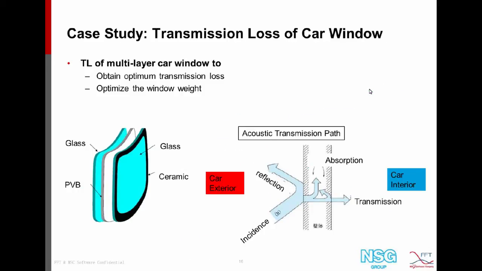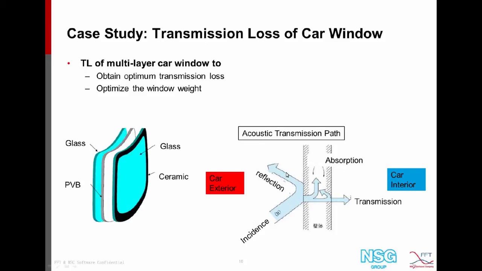And now, to finish this webinar, I will show you 3 other case studies. So the first one is the transmission loss example of a car window. Now the final product of a car, well, this is a windshield, the car windshield is composed of multiple layers. So we see here a glass layer, a PVB layer, and another glass layer in the ceramic frame.